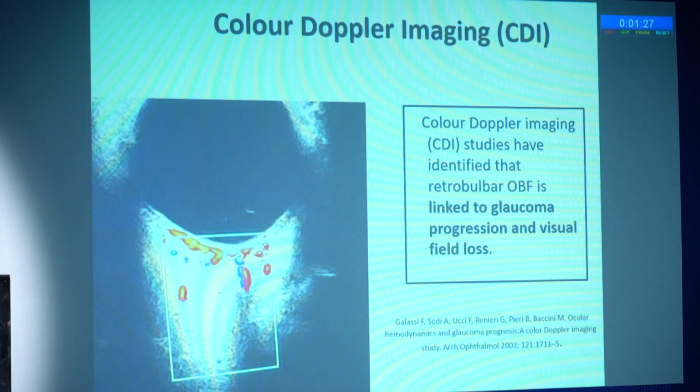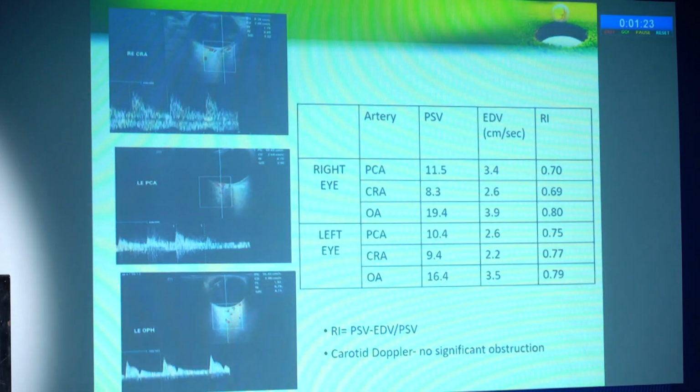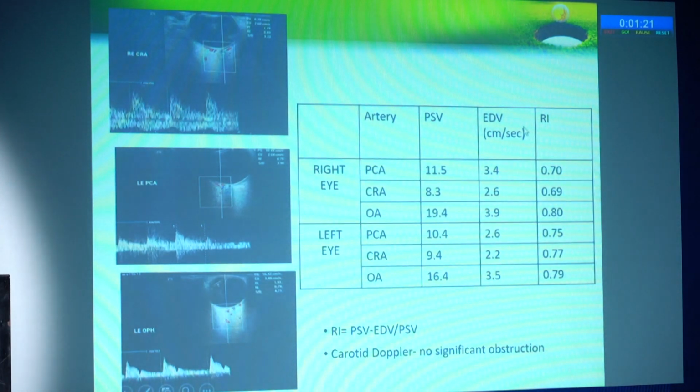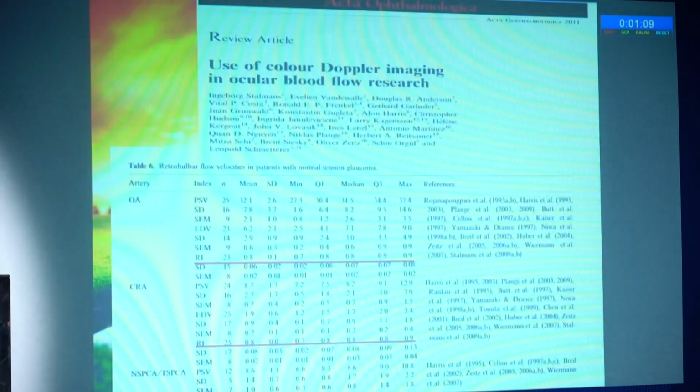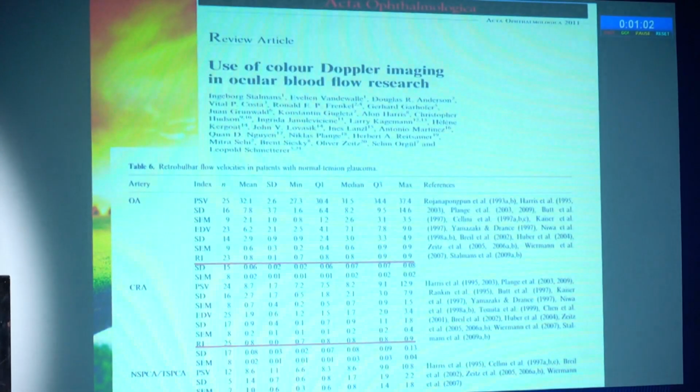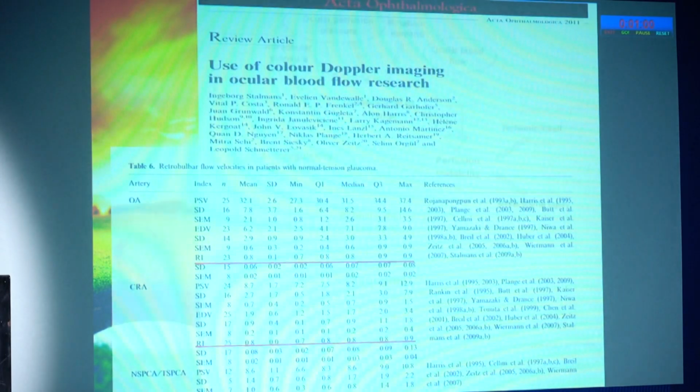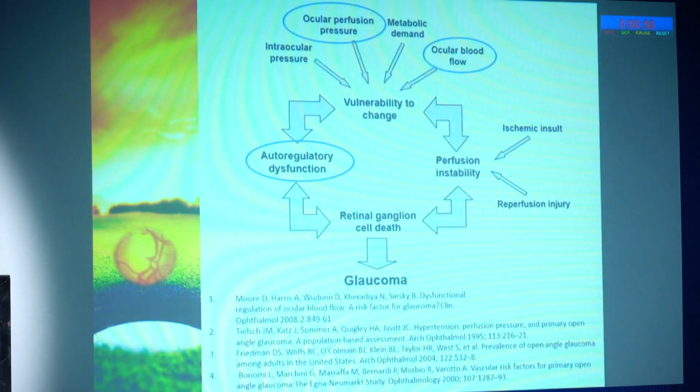To throw further light on the vascular factor, we also did a color Doppler imaging. So we found that the resistive index was significantly higher in both the right and the left eye, going between 0.69 and 0.8 in the right eye and between 0.75 and 0.79 in the left eye, which concurred with the Western literature, where they showed an association of NTG with a resistive index of about 0.8. So the vascular pathomechanism is well established as far as NTG is concerned.